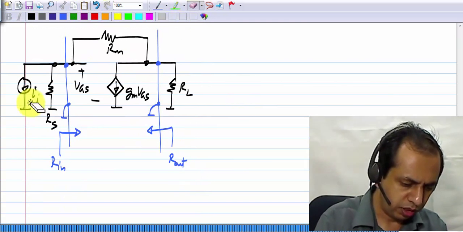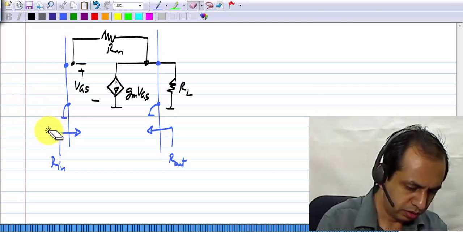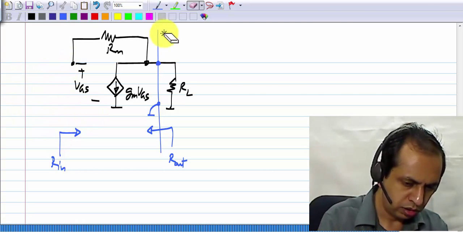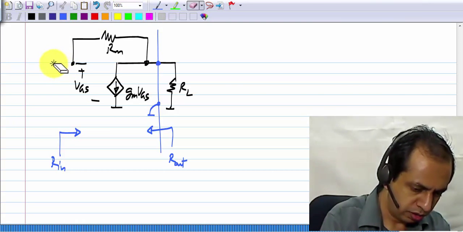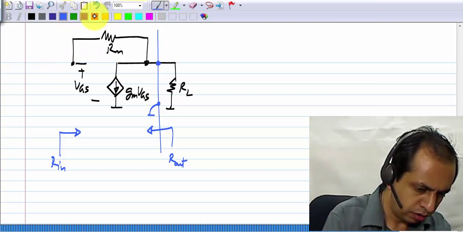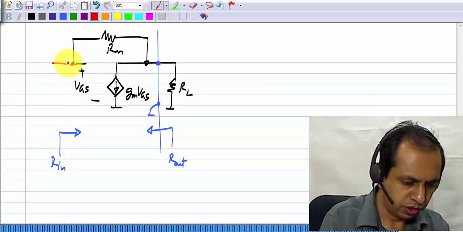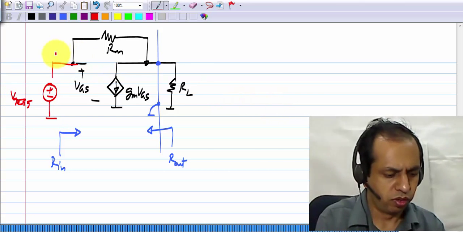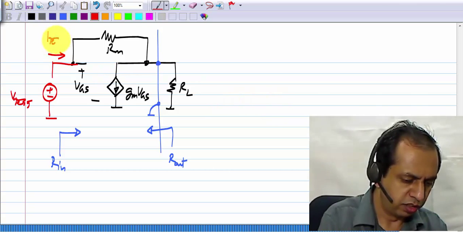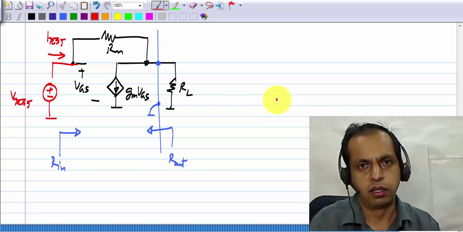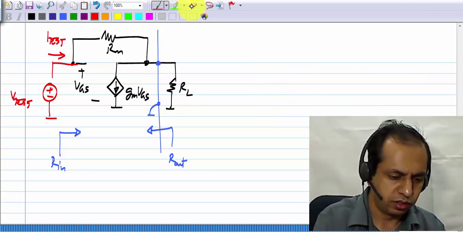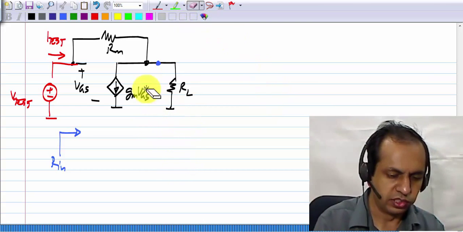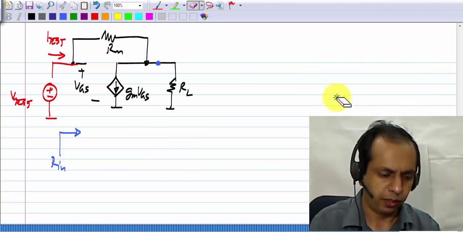Now, to calculate the input resistance, I connect a voltage source V test between this point and ground. I evaluate the current I test that goes in there. The ratio V test by I test will give me the resistance looking into it.